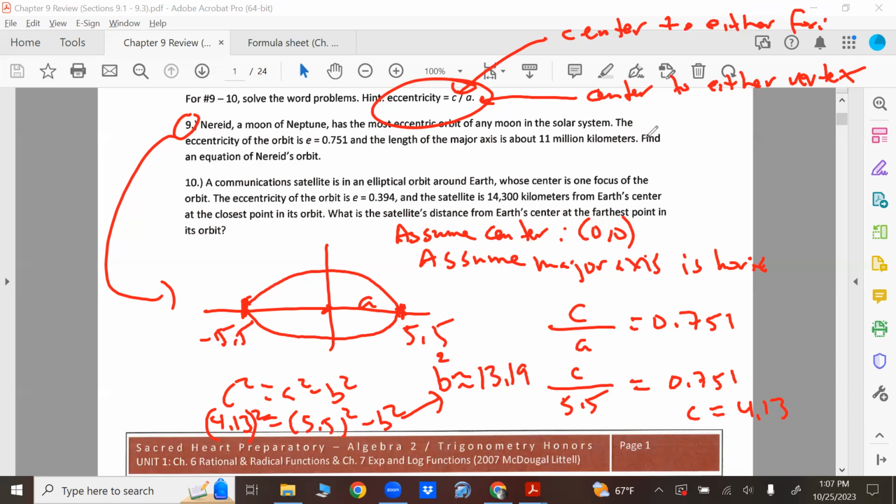It's going to be x squared over 5.5 squared plus y squared over, I'll just say 13.19, equals 1. And actually 5.5 squared, let's just calculate that. What's 5.5 squared? 30.25. Let's make that 30.25. And there you go. Easy peasy, right?